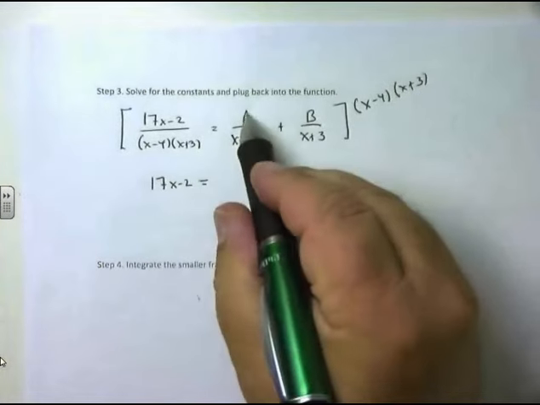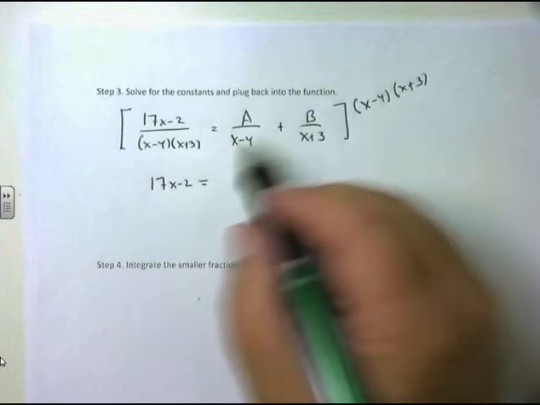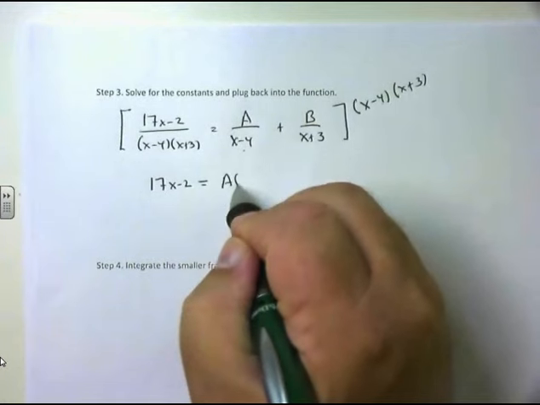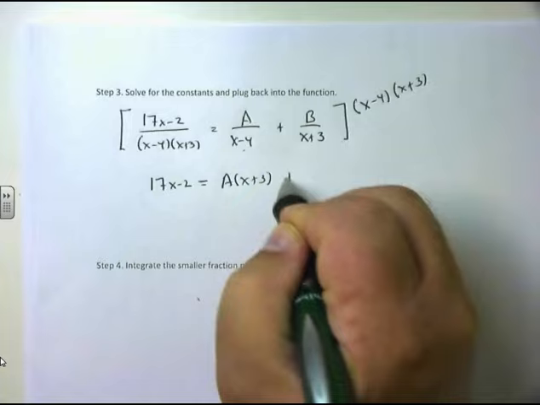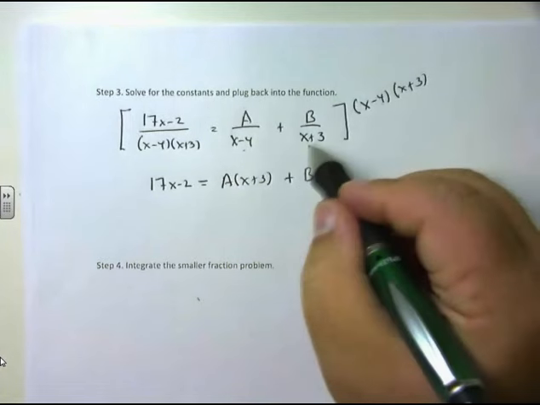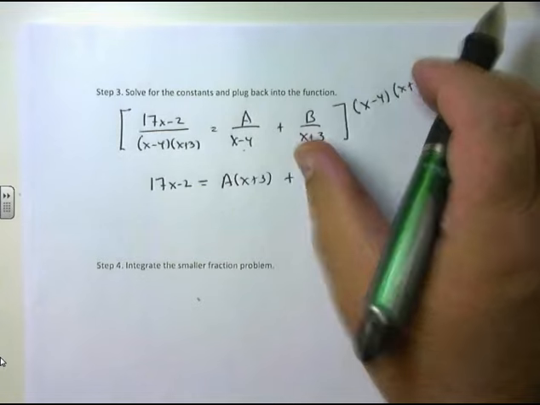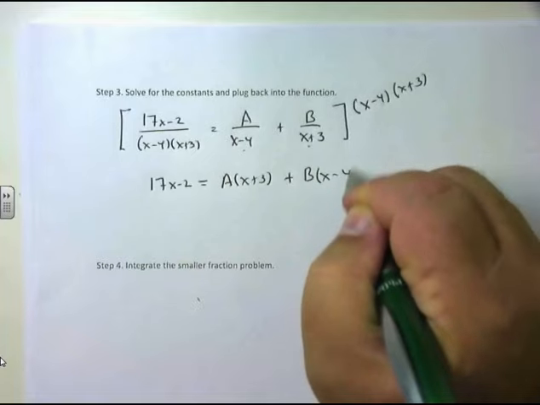Well, over here I got A/(x - 4) times this. The x - 4's cancel. You're left with A times (x + 3) plus B. When you multiply B times this term, the x + 3's cancel. You'll get B times (x - 4).